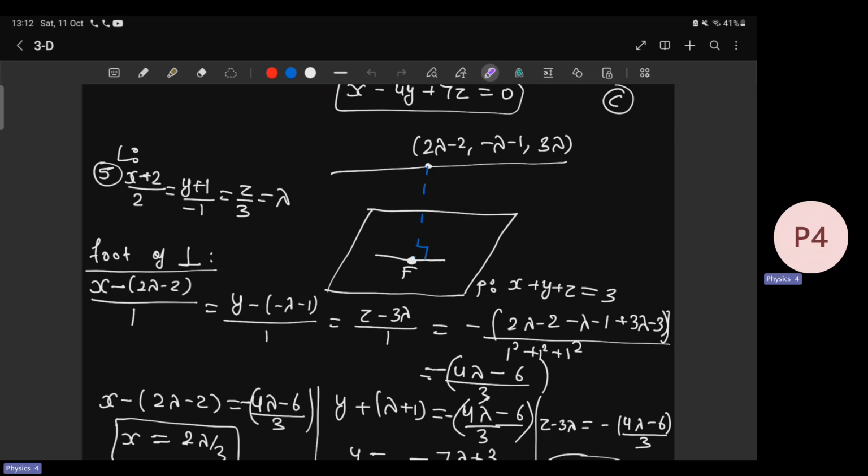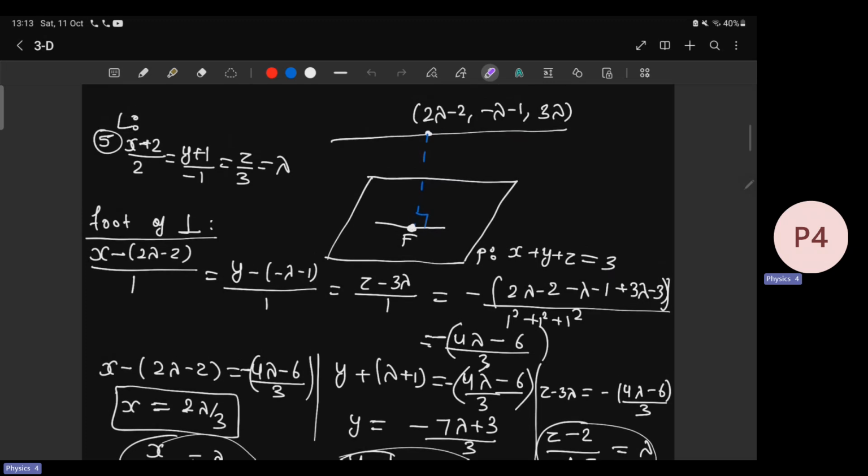Perpendiculars are drawn from points on the line to the plane. So this is the line. We have written a general point in parametric form on the line. And a perpendicular is drawn from the point on the line to the given plane P. P is given as x plus y plus z equals 3. So this is the perpendicular drawn from the points on the line on the plane. We have to find the feet of perpendiculars. So we have to find this F, the foot of perpendicular, which lies on the plane.